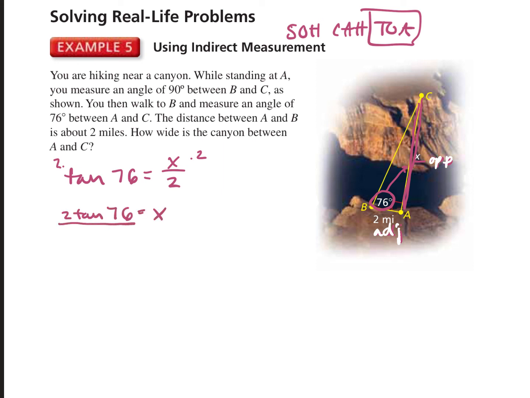So then I just want to put this into my calculator. So 76 tangent times 2. That gives me 8.022. And that's equal to x. So it's 8.022 miles, because this was given in miles, so our answer should be in miles.